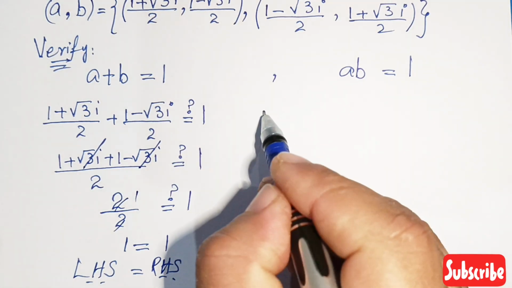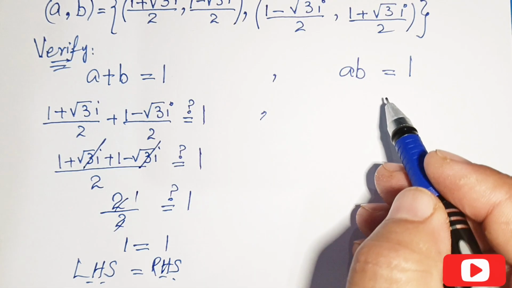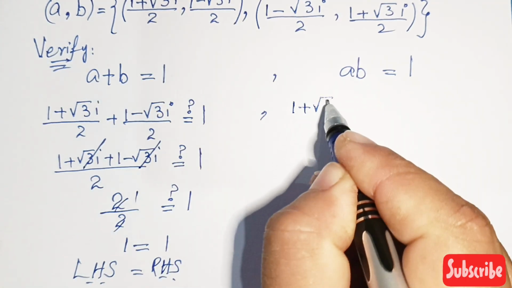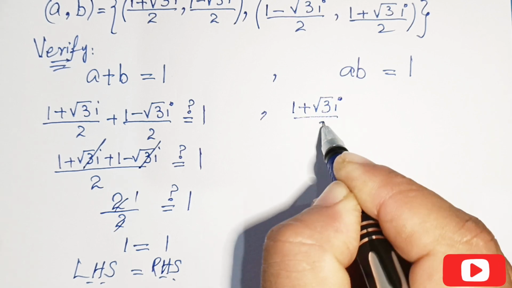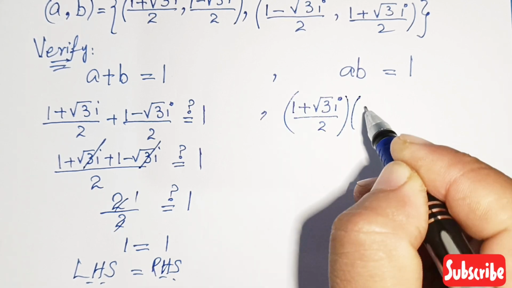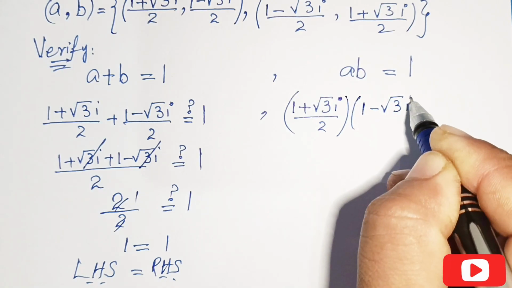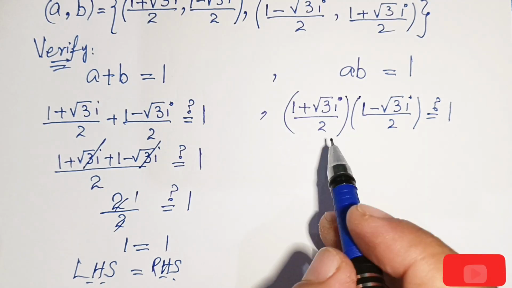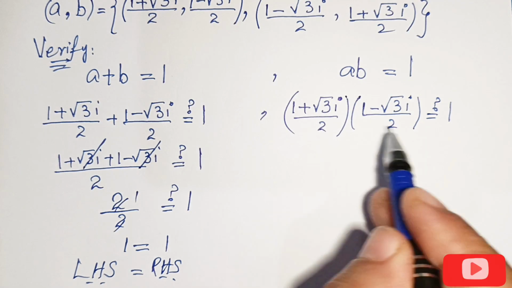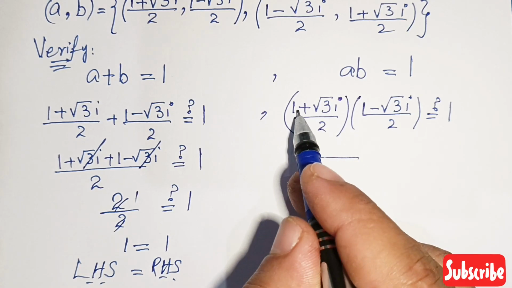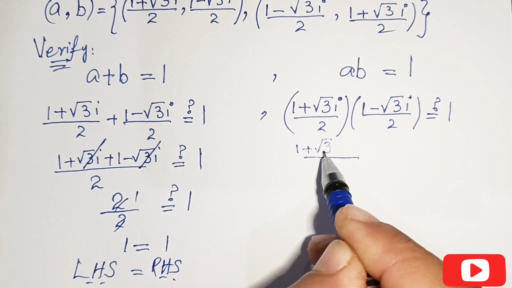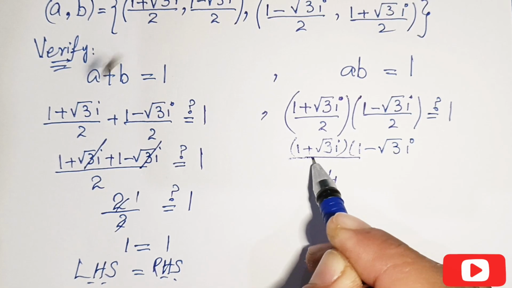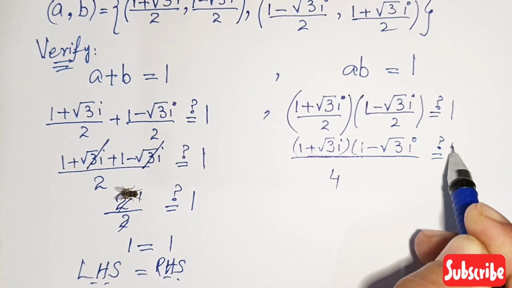Now a times b is equal to 1, using the second equation here. So putting the value of a and b: here a is (1 plus square root of 3i) over 2 times b, which is (1 minus square root of 3i) over 2. Is it equal to 1? Now here we have 2 times 2 is 4. So (1 plus square root of 3i) times (1 minus square root of 3i) all over 4. Is it equal to 1?